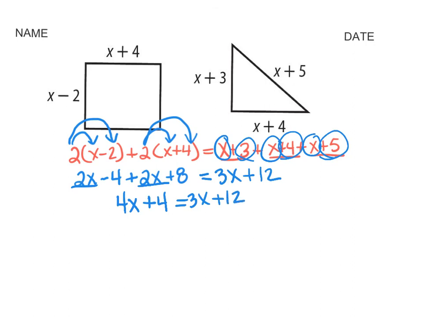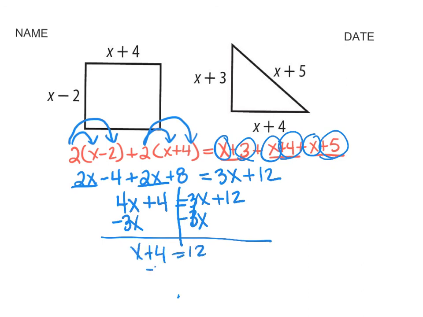Okay. So now I'm to the variable on both sides. So what we would do, we would solve for x. I'm going to move the 3x to the left side, and get x plus 4 equals 12. And then move the 4.